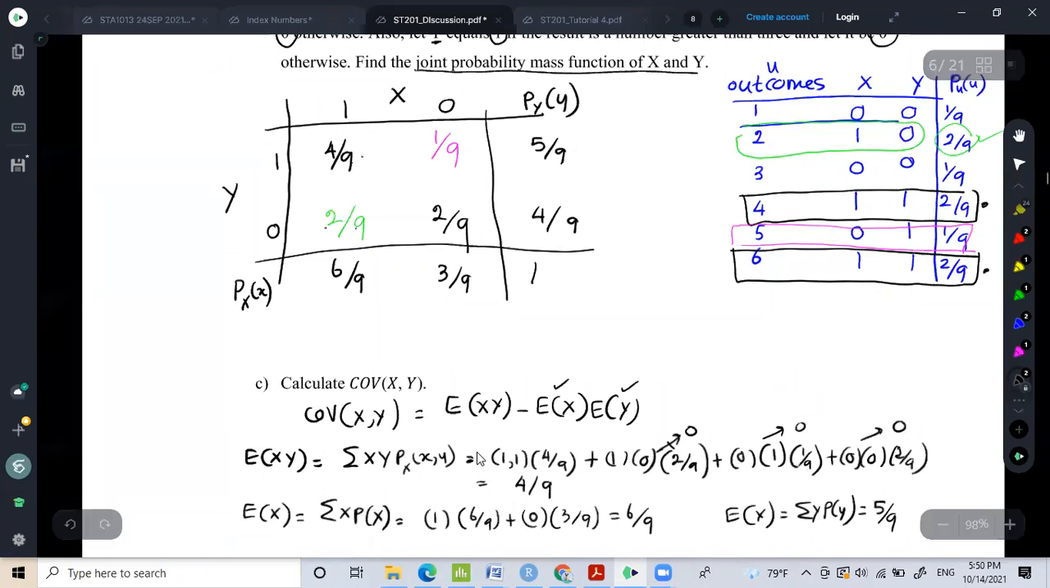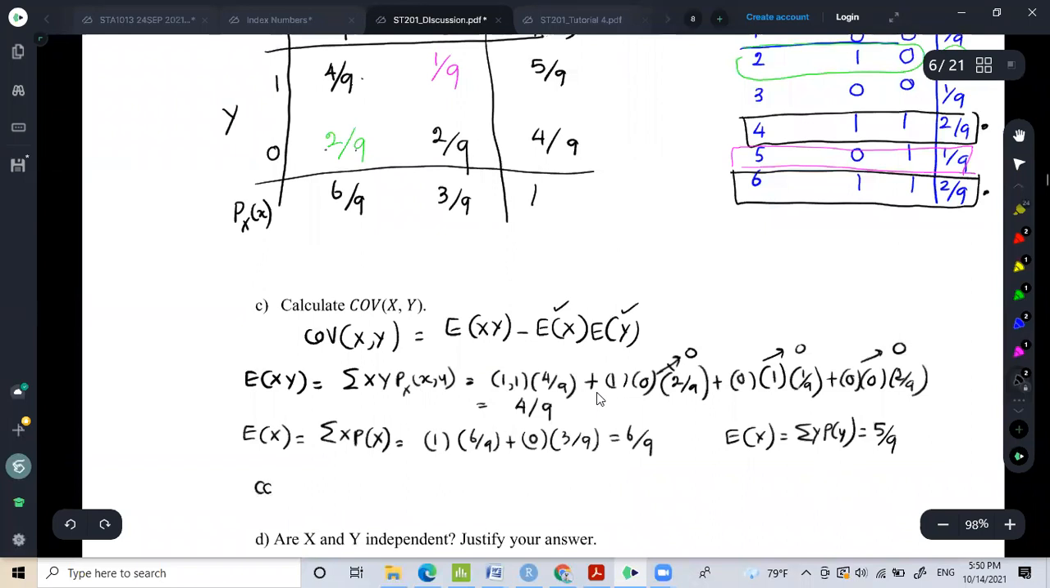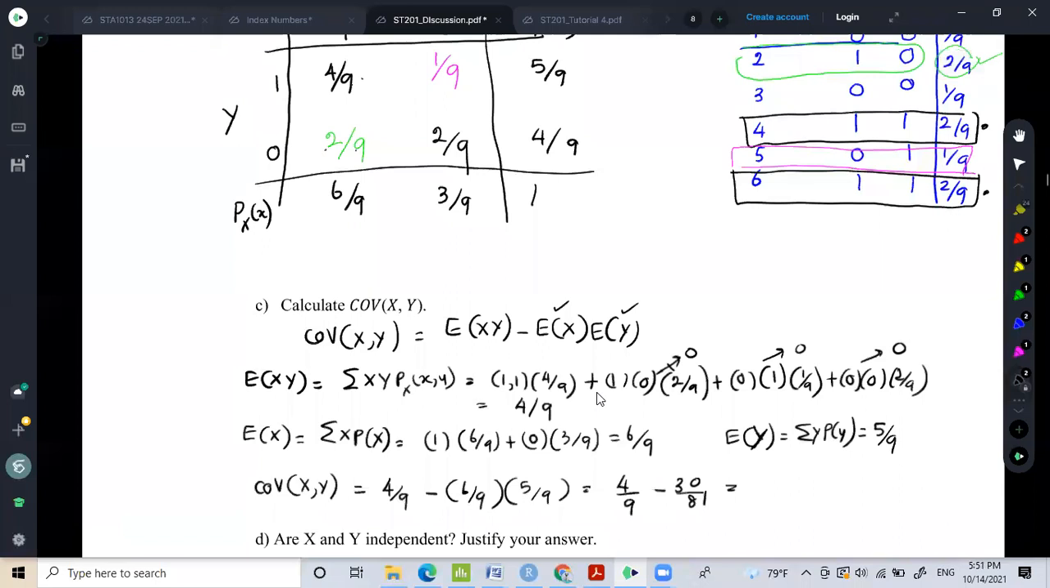Okay. So we have EX, we have EY, we have EXY. So you have everything to find the covariance of X and Y. So let's substitute the values. EXY is 4 over 9 minus EX, which is 6 over 9, times EY, which is 5 over 9. We have 4 over 9 minus 30 over 81. Can you find the value and tell me the answer?